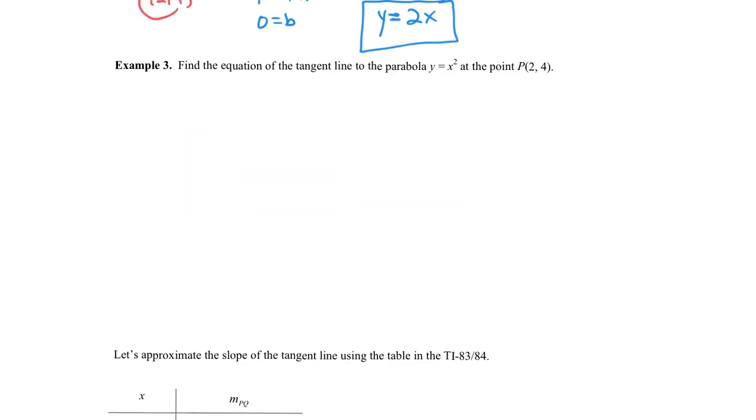So far, in the first two examples, we have not needed any calculus. We just needed algebra. So there's really nothing new at this point. But with example 3, we're going to see that algebra is not going to be enough to answer this question. This question wants us to find the equation of the tangent line to this parabola y equals x squared at this point P, 2, 4.